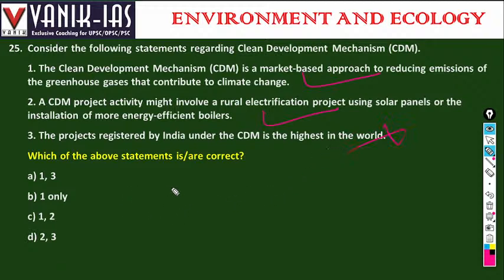What is CDM? CDM is an instrument by which one country, especially developed countries, will contribute to the developing countries, right? So that their climate change will be reduced. So one and two options are right regarding the clean development mechanism.